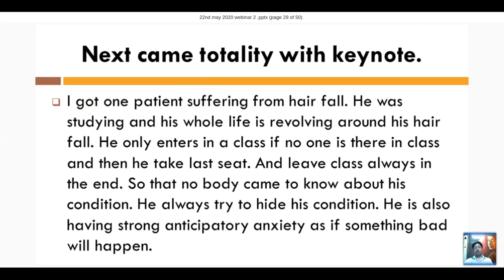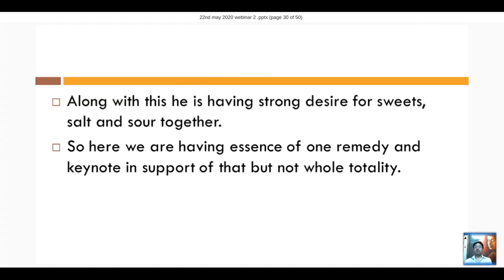So now we have the essence in this case of a patient. Along with that, he has strong anticipatory anxieties. Along with that, we have a very peculiar keynote: he likes a few things together. What are those things? They have a very strong desire for sweet, salt, and sour together. Now, in this case, we know there is a remedy which has this hiding criteria at the center, and is a very good remedy for anticipatory anxiety.